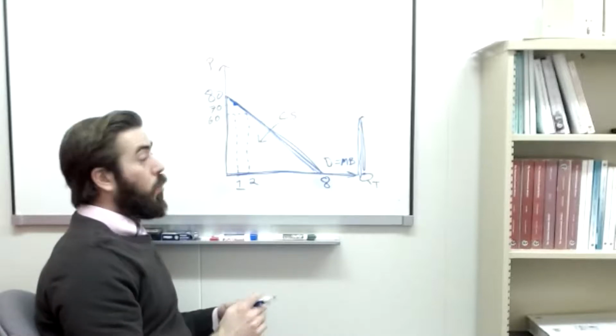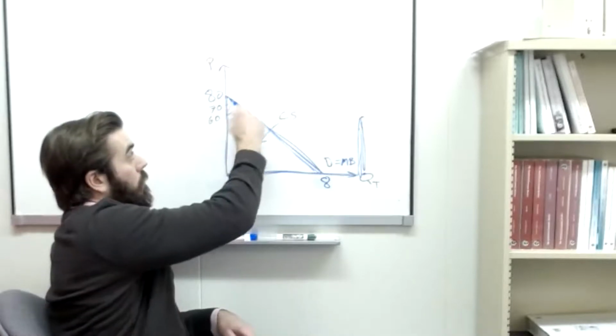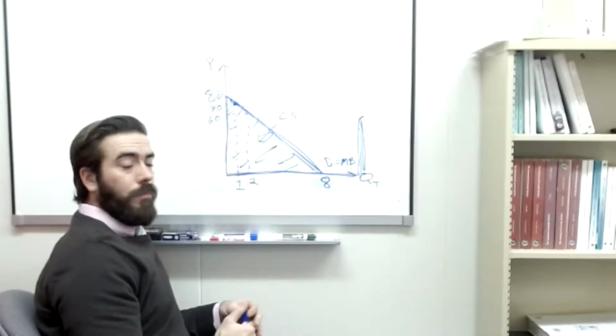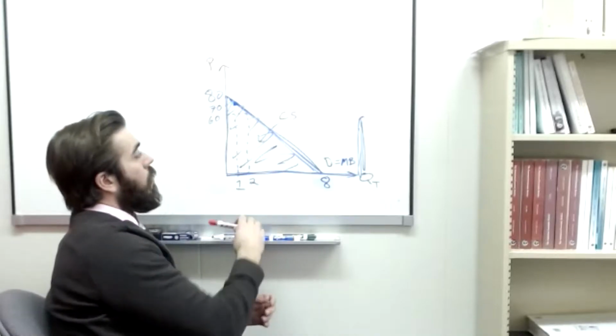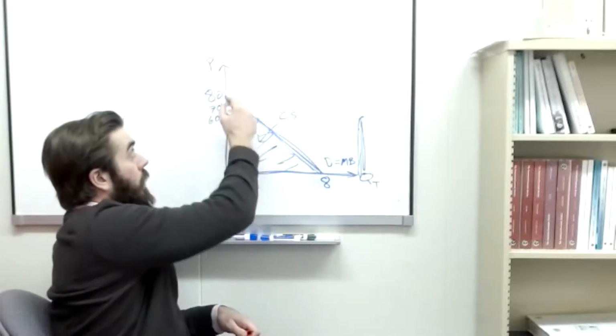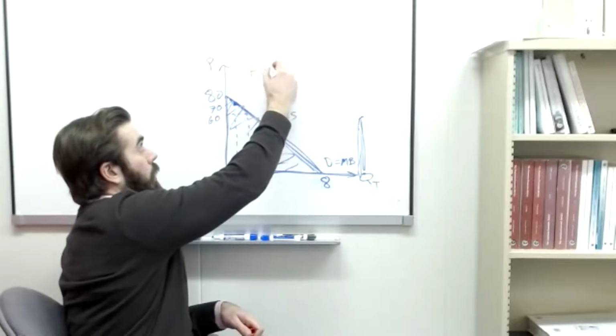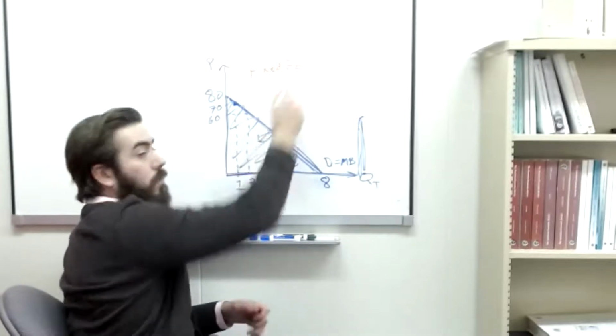So how much would they be willing to pay? Well, whatever this area is, okay? So what am I going to charge them? I'm going to figure out what that entire area of surplus is, and that'll be that fixed fee.